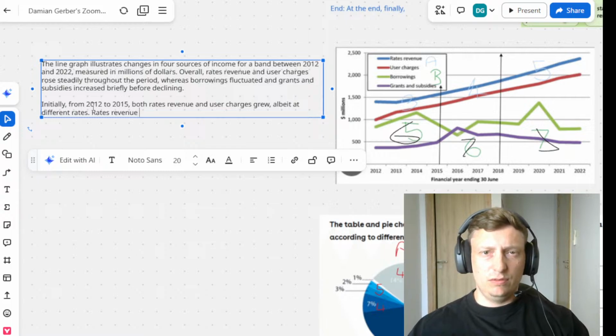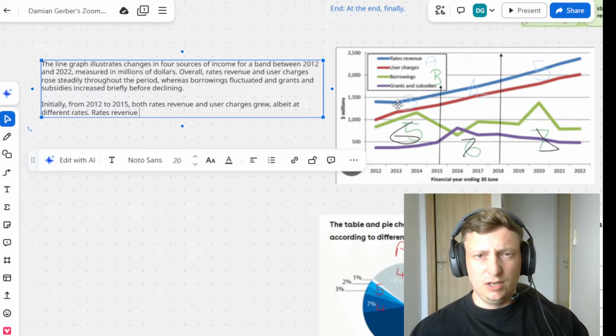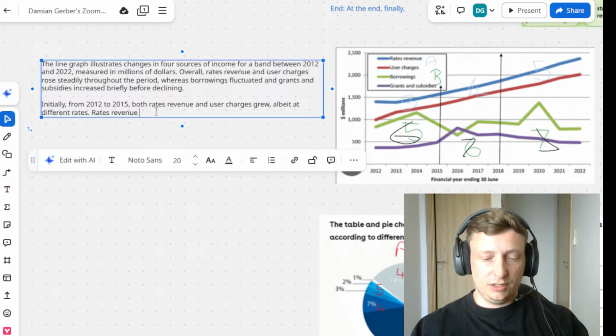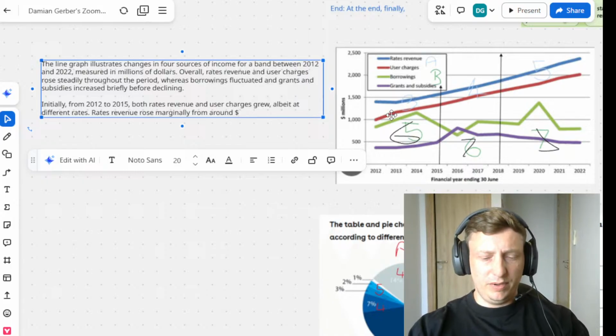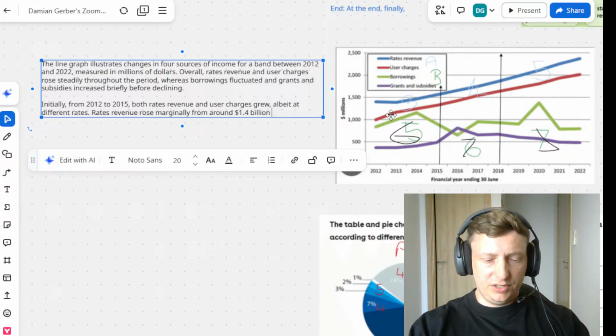Rates revenue, okay, so compared to user charges, this rose very insignificantly. So let's go with marginally. Rates rose from around, if you want to use approximately, roughly, it doesn't really matter which word you use here to describe it. So this looks like around $1.4 billion, right? 1.4 billion, don't want the capital B here, to 1.6 billion.